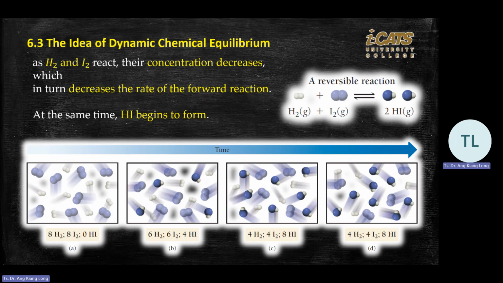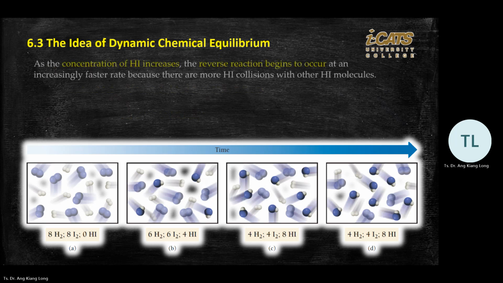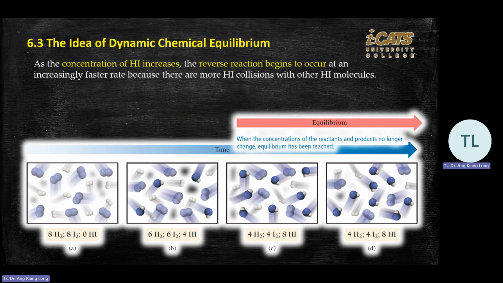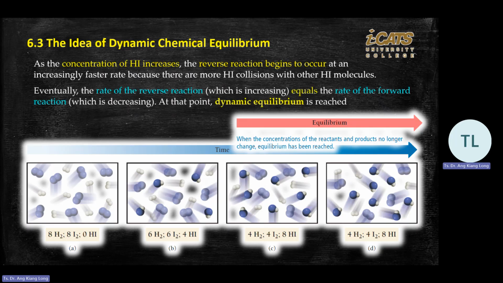And then when it reaches a certain stage, it will reverse back. It reaches a certain stage, it will reform back. This one is equilibrium. What does it mean? It means the product is the same. It means it's reversible, but the concentration is the same.